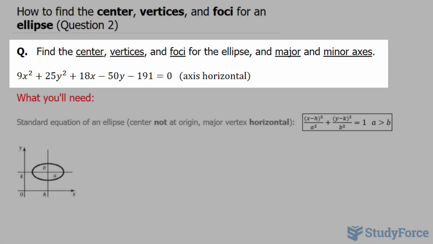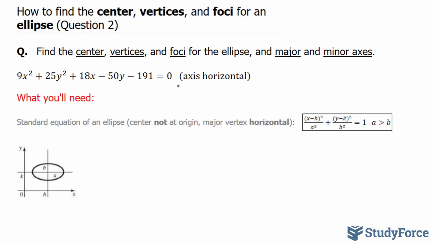The equation that we are working with is shown below, and this equation is in general form, meaning that it doesn't look like this, where you have fractions underneath the variables. And when an equation is in general form, we cannot derive any useful information related to what we're looking for. What we have to do is convert this general form equation into one that's in standard form. And that requires a lot of work. Namely, you have to complete the square twice.